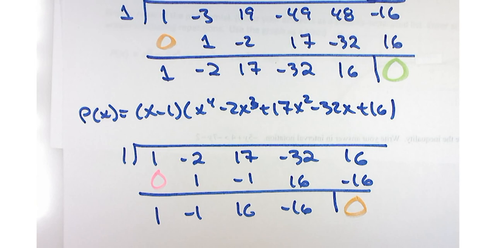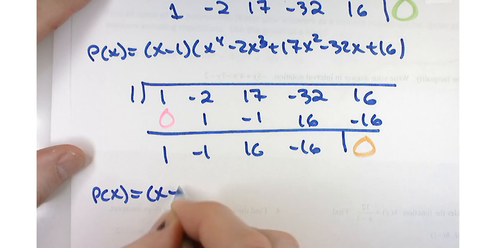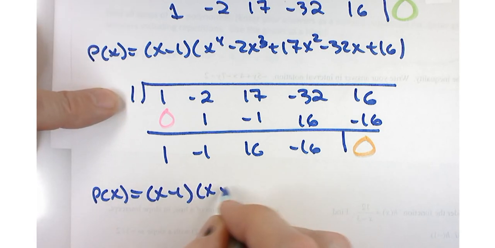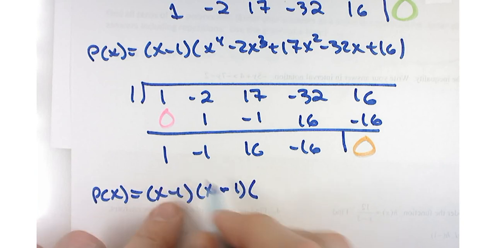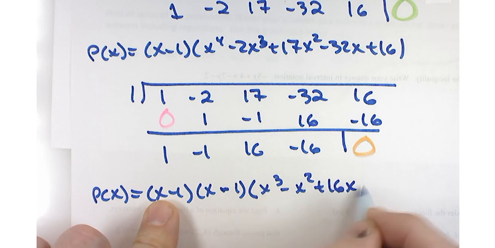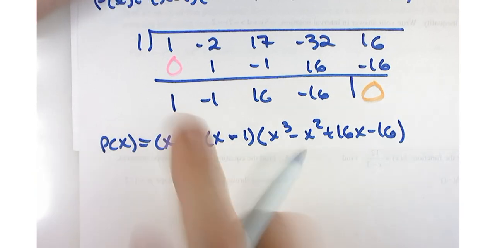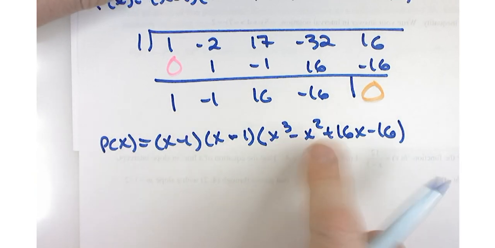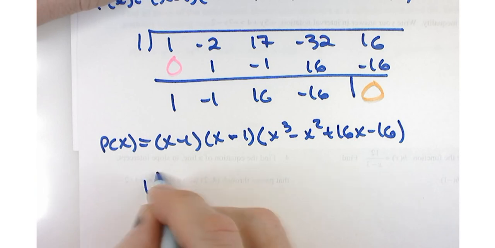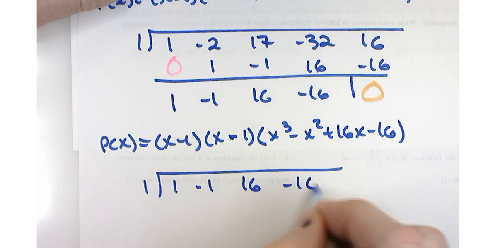So now what has that told us? Now we can rewrite this polynomial as p of x equals x minus 1, and then x minus 1 again times x cubed minus x squared plus 16x minus 16. And we're whittling away at this problem. We keep on chipping away at the factors. X equals 1 is a factor one more time, but we're going to work with this reduced polynomial. So now it's just going to be 1 into all these, 1, negative 1, 16, and negative 16.